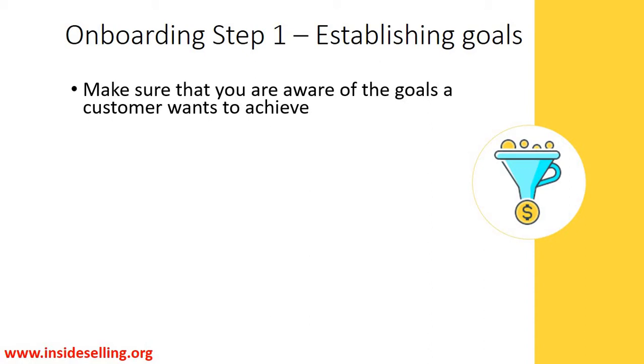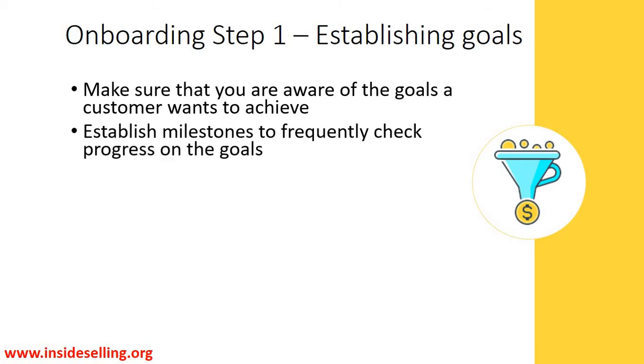Now, if you've done a good job of selling the product, you probably have those goals already in hand, in which case you just put those goals together, take them to the customer and say, okay, these are the listed goals that we have. How many of these goals are you looking to get done immediately, and how many would you like to take longer for? So you have to attack the low-hanging fruit first. More importantly, you have to establish something called milestones to frequently check progress on the goals.